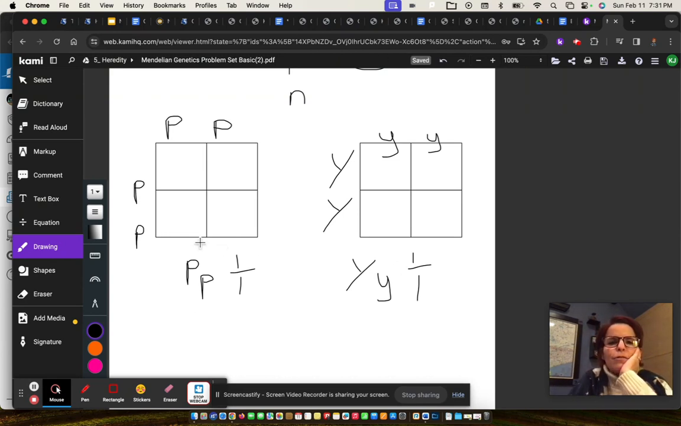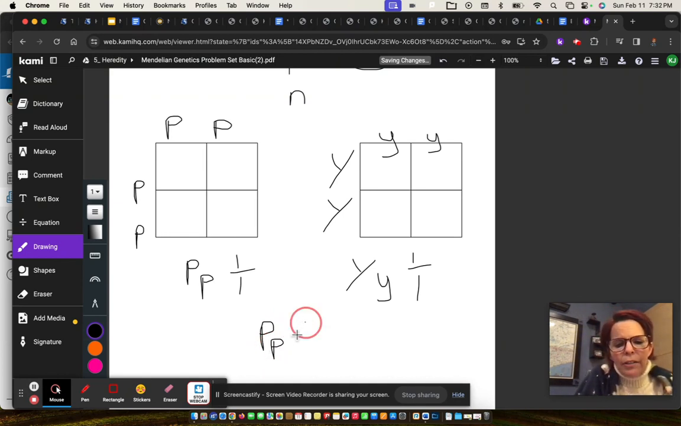So the odds of their offspring, all of their babies are going to be a capital P, lowercase p when it comes to color. So that means they're purple, but they're heterozygous. And 100% of their babies are also going to have yellow peas because they're going to be capital Y, lowercase y. All right, so let's try some other stuff.